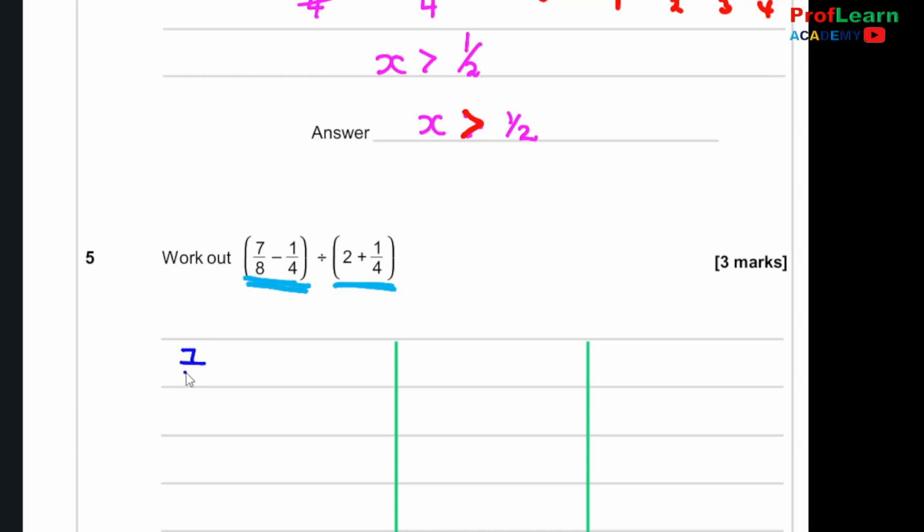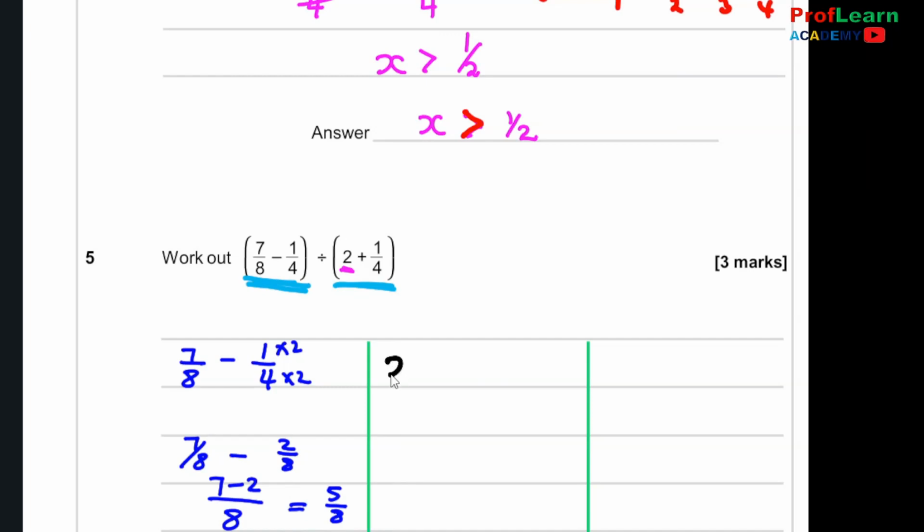So this is 7 over 8 minus 1 over 4. Now the LCM of 8 and 4 actually is 8. So we can convert this by multiplying by 2 here, by multiplying by 2 here. 1 over 4 can be written as 2 over 8, so we have 7 over 8 minus 2 over 8. In that way, we've made the denominators the same, and then we can say our answer will be 7 minus 2, and this is going to be 5 over 8.